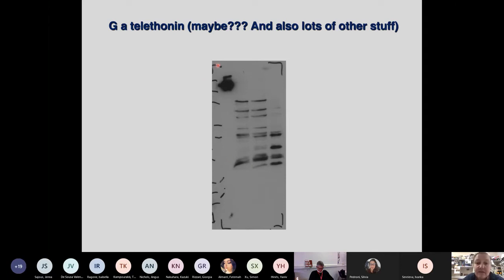So when I was using this Holy Cross anti-telethonin antibody on the Western blot, it says maybe it sees real telethonin, but it also sees a whole lot of other stuff. So this is obviously not a good tool.